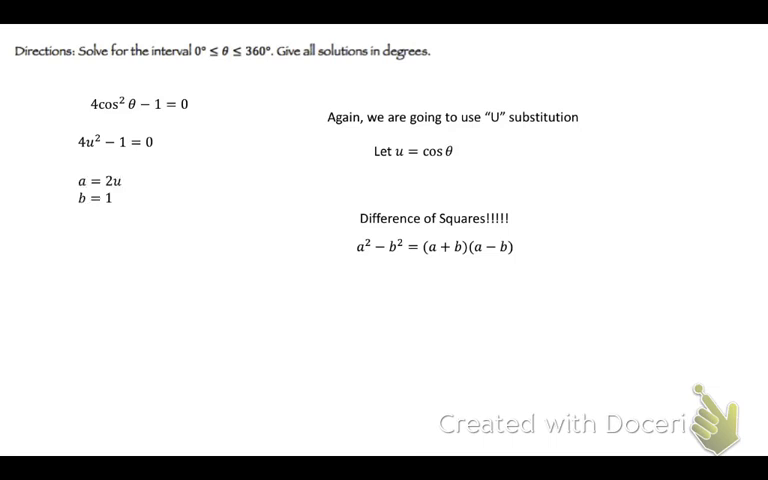So a is 2u because 2u squared is 4u squared. And then b is 1 because 1 squared is 1. Then you just plug that in. So that's 2u plus 1 and 2u minus 1 equals 0. So then we're going to have those separated.